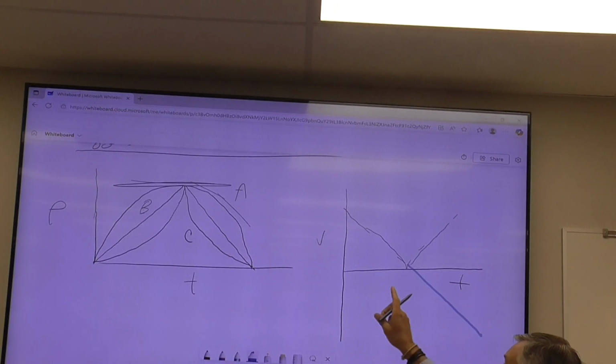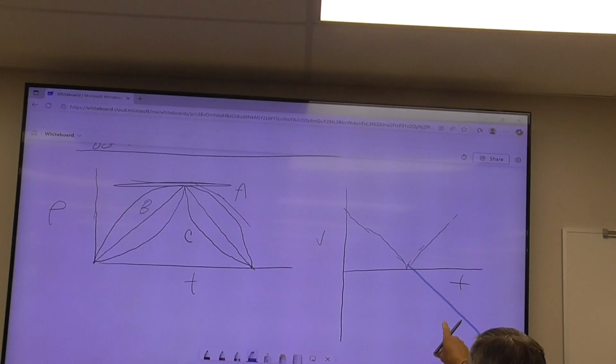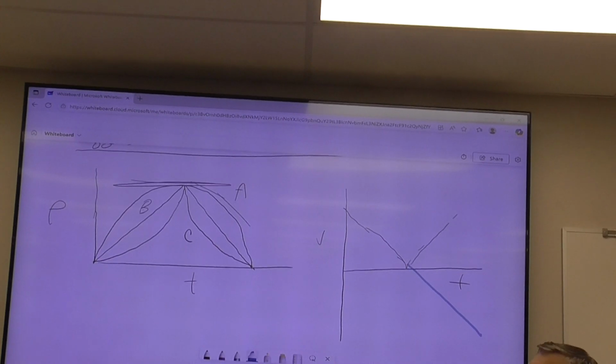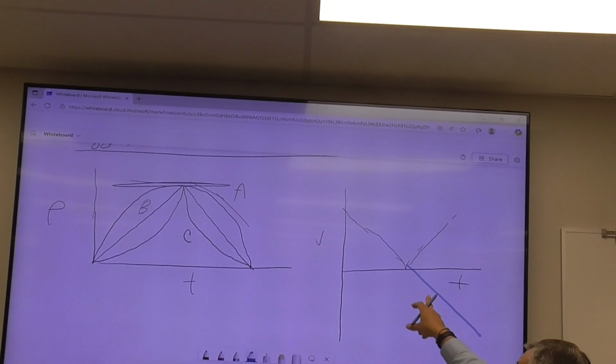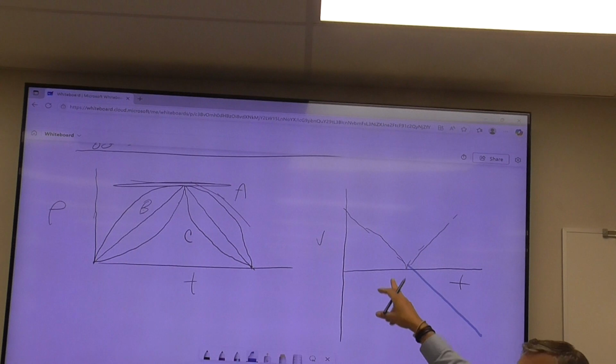Do both graphs show it slowing down, stopping, and speeding back up? Yes. Absolutely they do. They both show it slowing down, stopping, and speeding back up, because both lines are approaching 0.